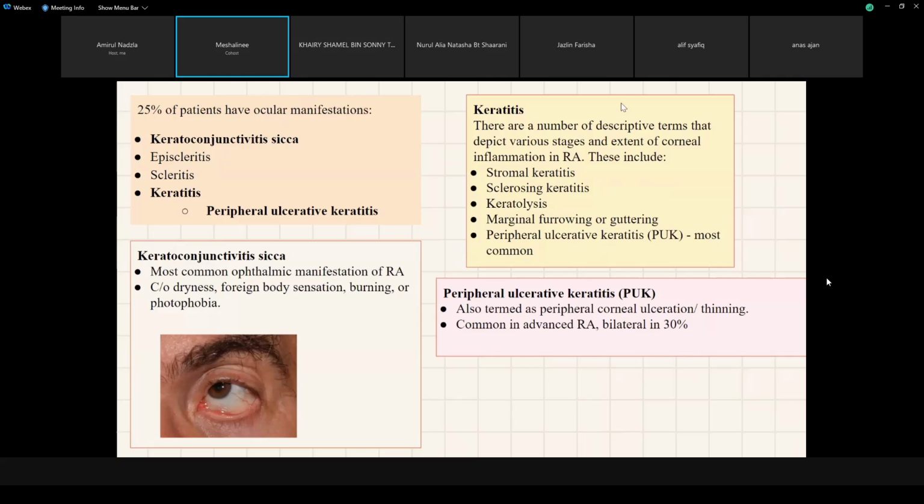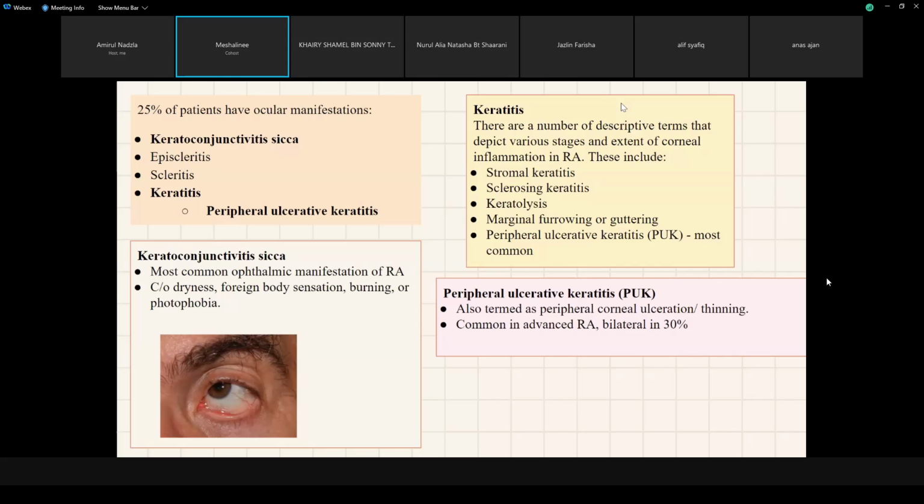Okay. So, 25% of patients with rheumatoid arthritis will have ocular manifestations such as keratoconjunctivitis sicca, episcleritis, scleritis, and keratitis. We've heard of episcleritis and scleritis just now, so I'll talk about keratoconjunctivitis sicca and keratitis.